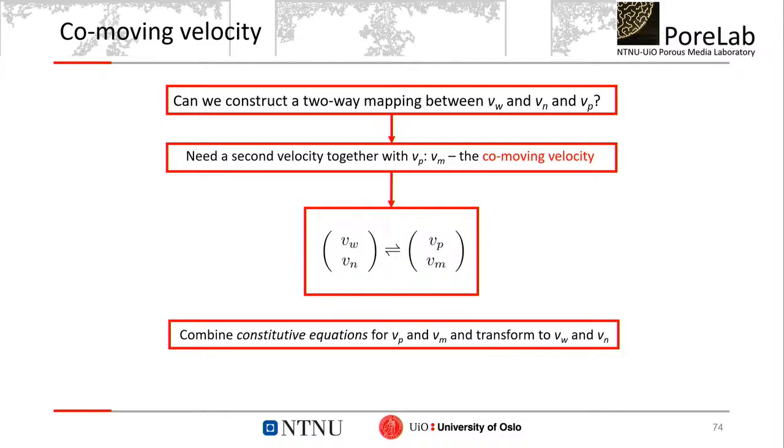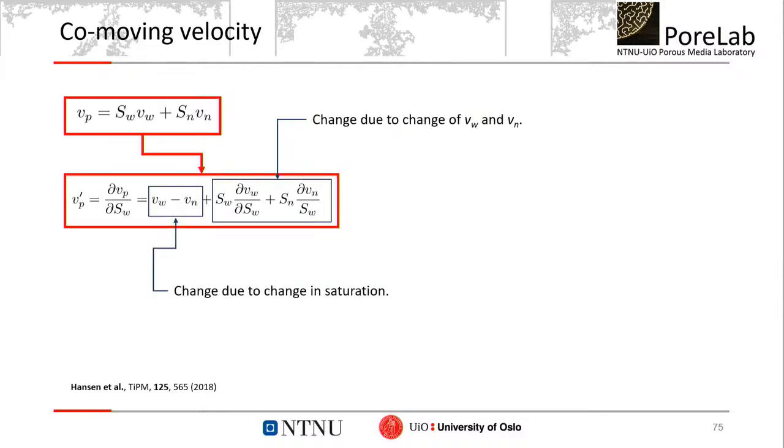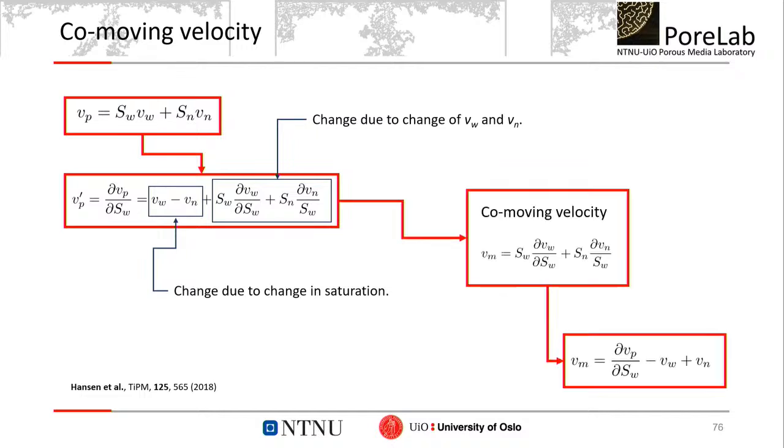Well, as I said, co-moving velocity is the thing. And this is how it actually ends up looking. So you start out with this is the average velocity. That's the saturation weighted average. You take the derivative with respect to the saturation. If I take the derivative with respect to S, I get Vw, that's that one, and I get minus Vn, this is this one. But then I get the derivatives with respect to the velocities, each velocity itself, which is this part here. This here turns out to be the co-moving velocity.